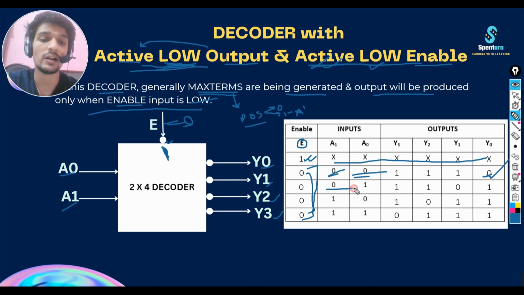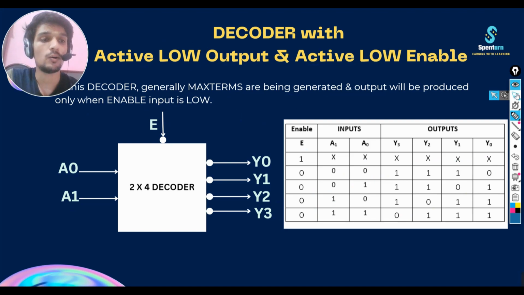Again, in case of 0, 1, which represents 1 in decimal, Y1 should be on the output side. So we'll be getting Y1 as 0. Here you can see in this case only. Again, 1, 0 will represent 2. That means Y2 should be on the output. So we have Y2 as 0. Again, the same thing with A1 and A0, we will be getting Y3 on the output side, right? Now, moving ahead.